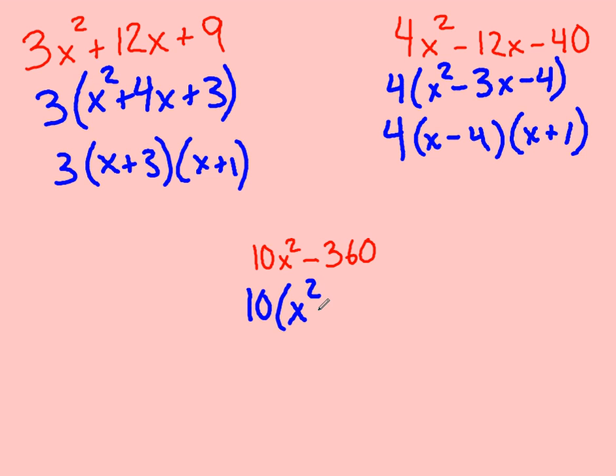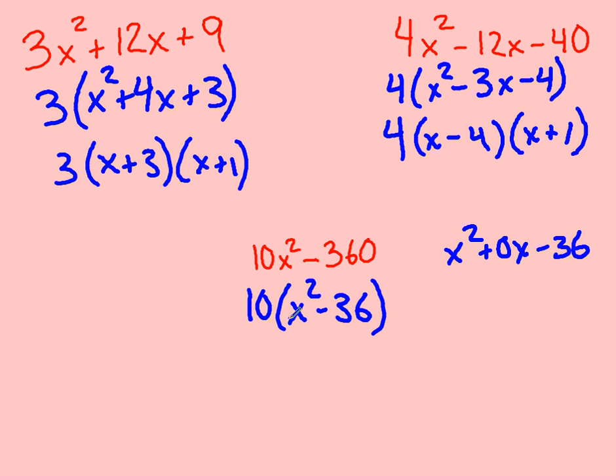This one here, I'll pull out a 10. That leaves me x squared minus 36. Notice there are no x's here. I can almost write it, if I wanted to, as x squared plus 0x minus 36. You should ask yourself, factors of 36 that subtract to 0. That means I should have the exact same number, the number times itself giving you 36.